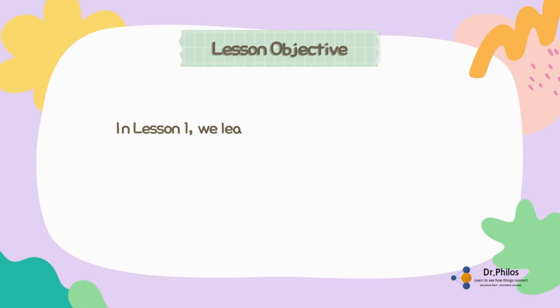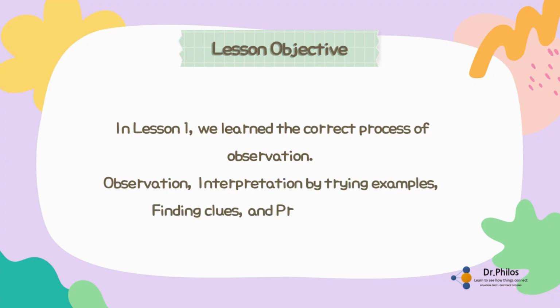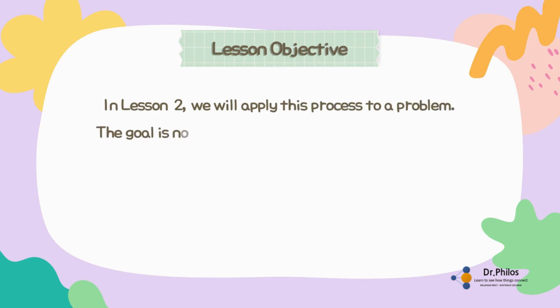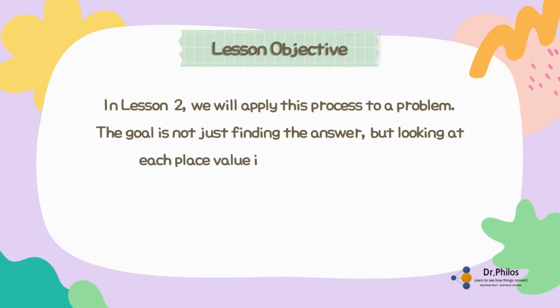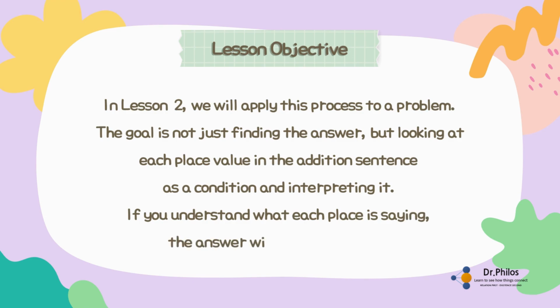In Lesson 1, we learned the correct process of observation: observation, interpretation by trying examples, finding clues, and problem solving. In Lesson 2, we will apply this process to a problem. The goal is not just finding the answer, but looking at each place value in the addition sentence as a condition and interpreting it. If you understand what each place is saying, the answer will naturally follow.